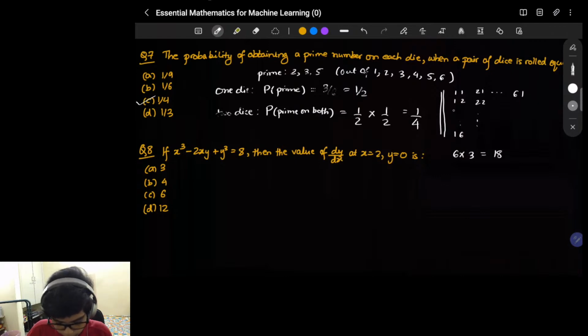So why I said 6 into 3 is because you have 6 numbers, 1, 2, 3, 4, 5, 6, out of which 3 are prime. So when you have 2, then 2,1, 2,2, 2,3, 2,4, 2,5, 2,6. These are all the options. Then you have 3, again 3,1, 3,2, 3,3, 3,4, 3,5, 3,6.